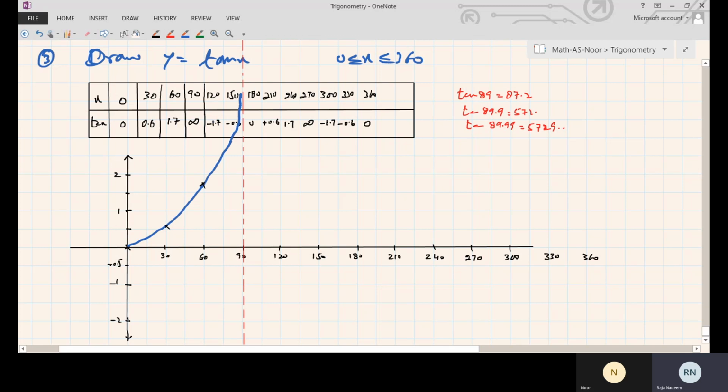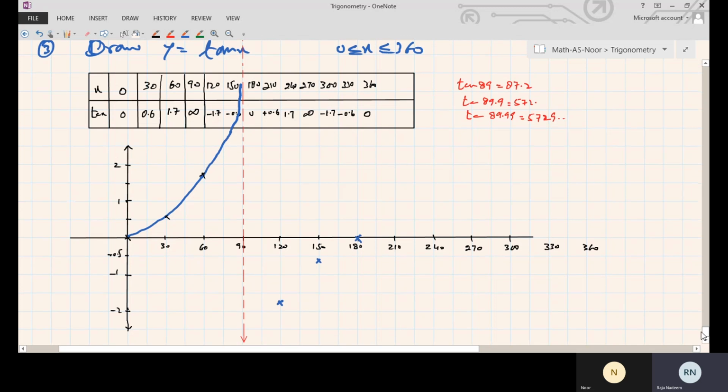Okay, let's move to the next part of the table. After 90 we have 120, which means minus 1.7. 150 means minus 0.6. 180 means 0. When you join all these values, you will observe that your graph again passes through the negative part of that vertical line. It will move side by side but never touches that vertical line. Okay, this is the complete graph.